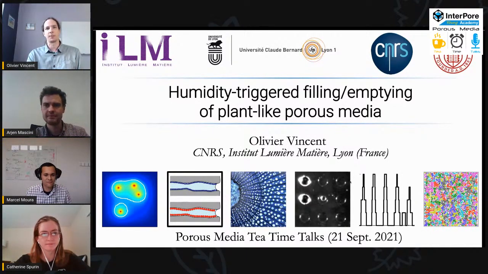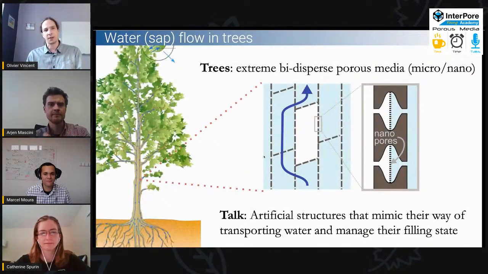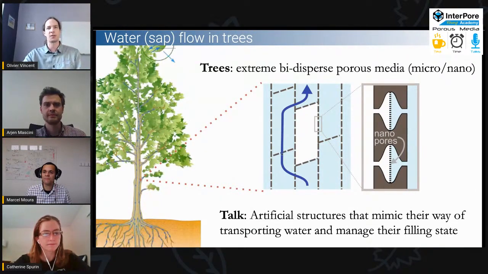So trees are basically very tall porous media. They actually have a very peculiar structure as well, which is they combine nanopores and microscale or even macroscale features. The water coming up in a tree is transported through tubes that are segmented, so they are tubes connected to one another through these membranes that are nanoporous. And the role of these nanoporous membranes is to prevent spreading of bubbles if bubbles form. I'll show how bubbles form later in the talk and why.